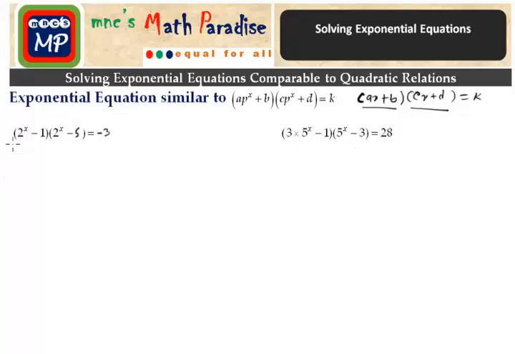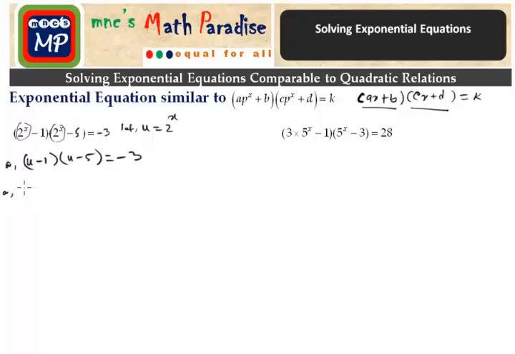Here the first equation is (2^x - 1)(2^x - 5) = -3. First, we will replace this exponential term using a pronumeral. So 2 to the power x, we will assume is u. So we get (u - 1)(u - 5) = -3. Here the multiplication of two factors is not 0 but -3, so we can't set each of them to 0. We need to expand and simplify to get the quadratic equation.